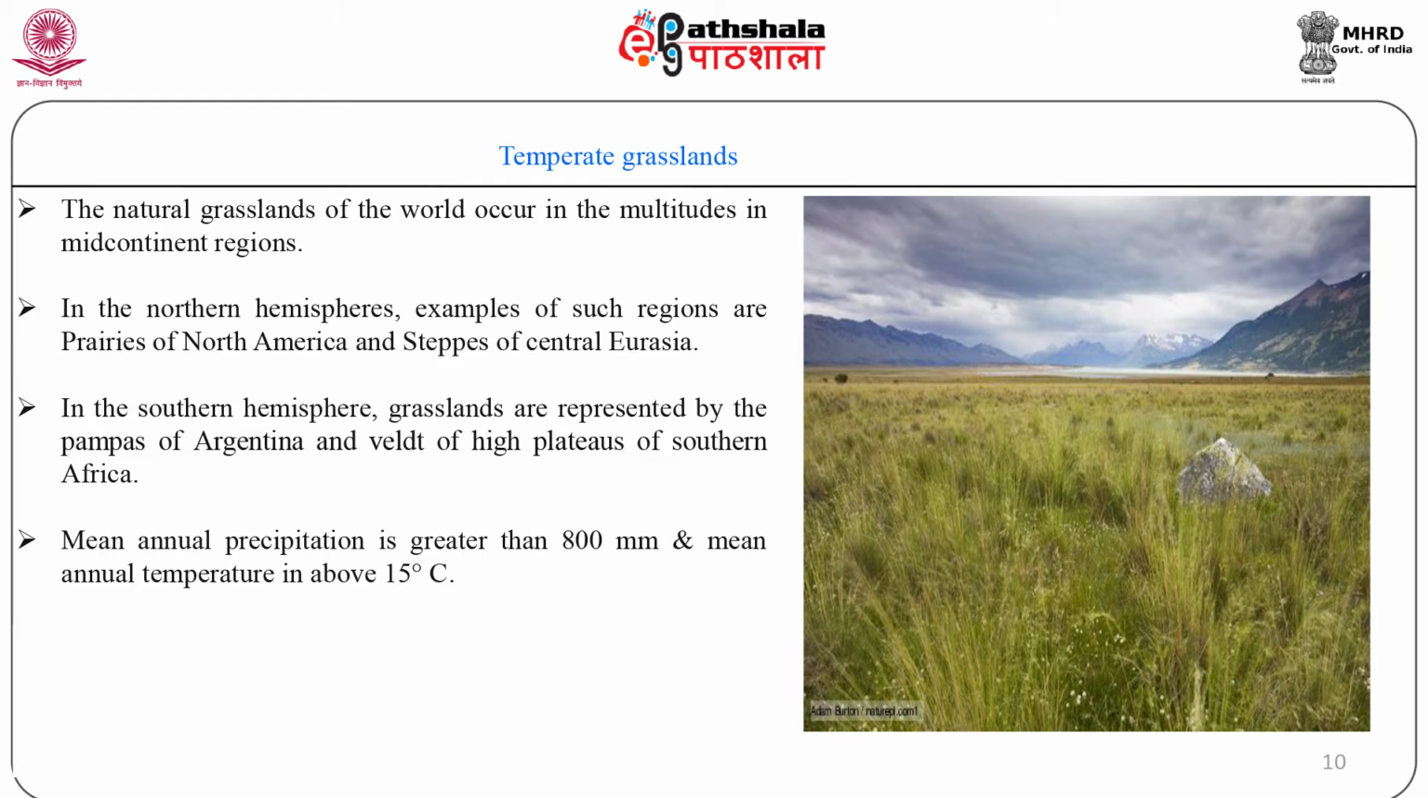The grasslands are tallest and most productive where mean annual precipitation is greater than 800 millimeters and mean annual temperature is above 15 degrees centigrade. Winters in temperate grasslands are generally cold and summers are hot.